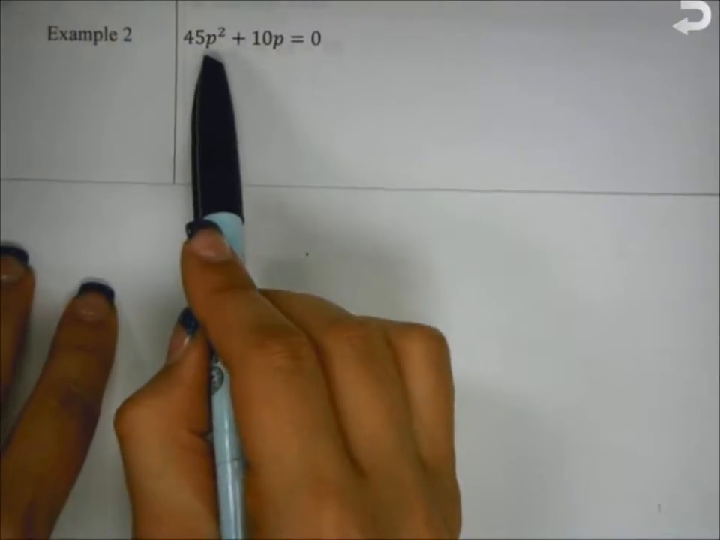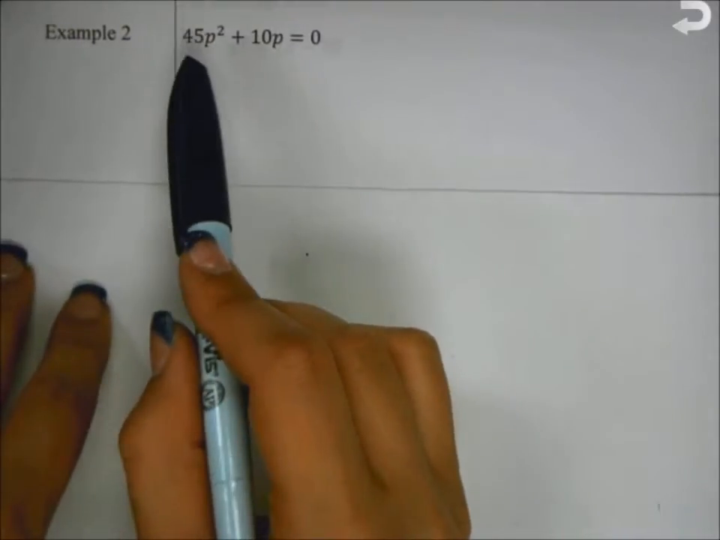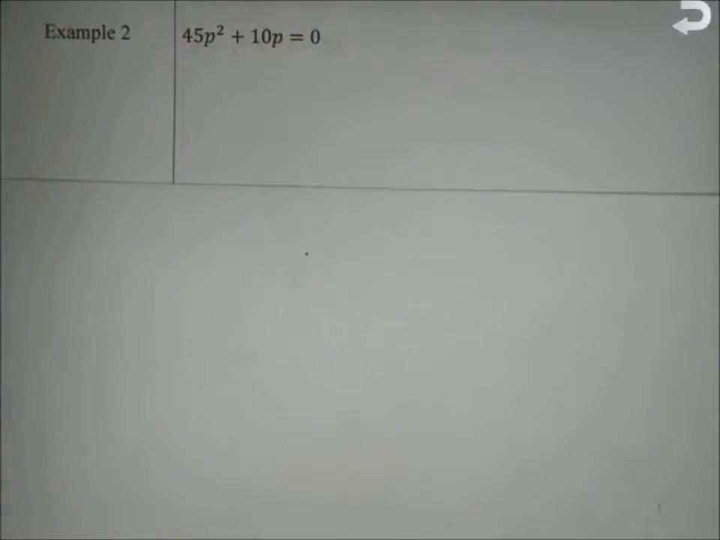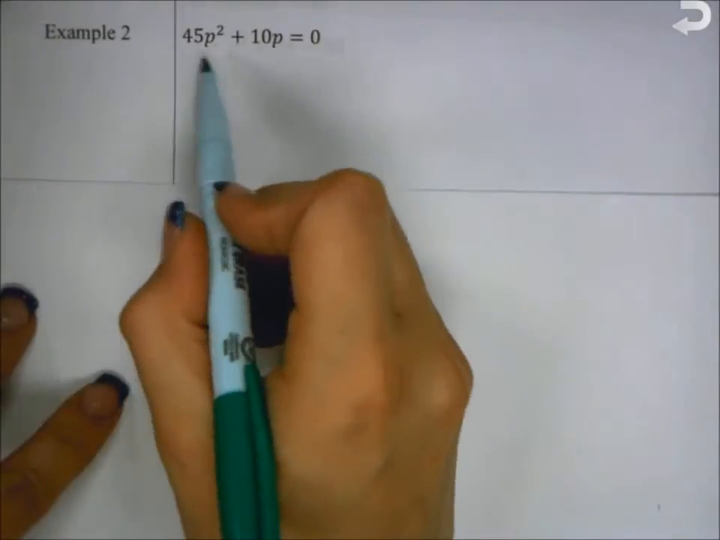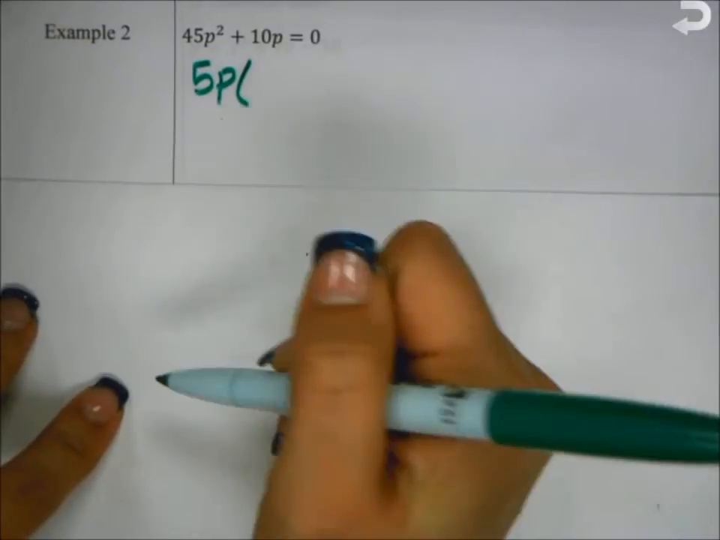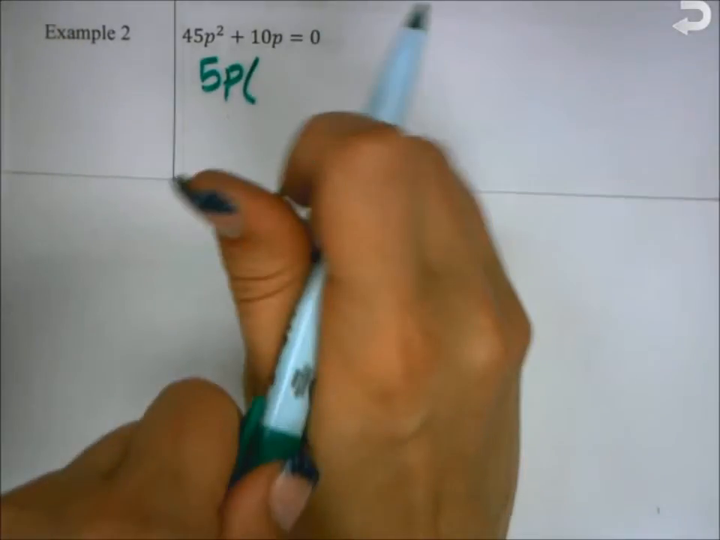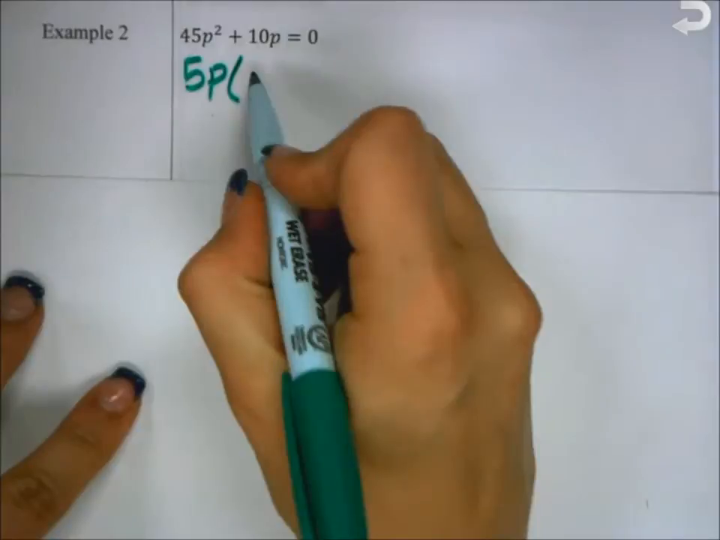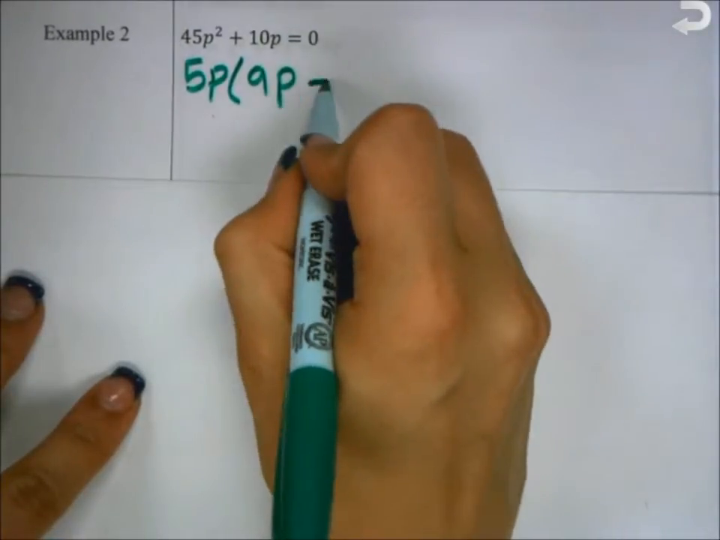So the next thing we want to do is factor. What's the first thing I'm always looking for when I factor? GCF. Is there a GCF in here? 5p. So let's pull out a 5p. And we are left with 9p plus 2 equals 0.